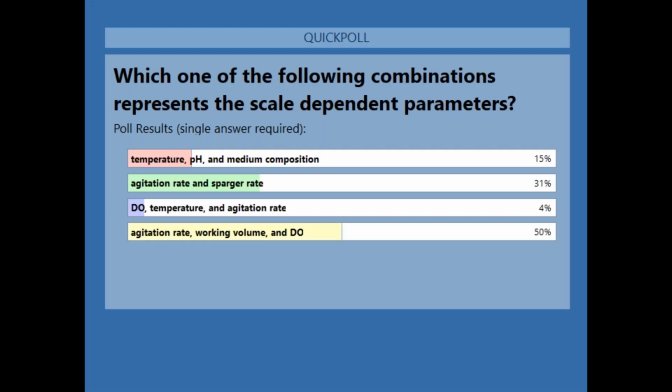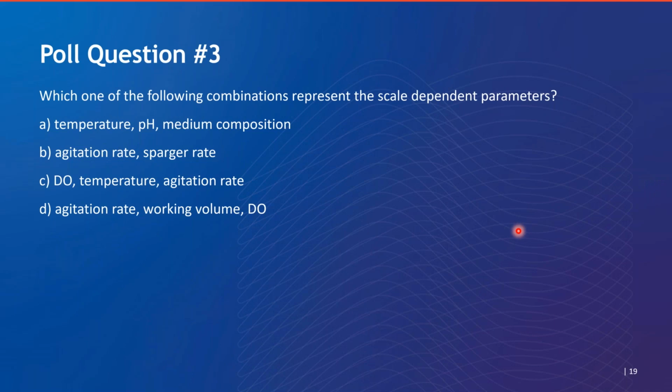Here are the results, Ali. In our audience, 15% said temperature, pH, and medium composition, while 31% said agitation rate and sparger rate. Then 4% said DO, temperature, and agitation rate, and 50% of our audience chose agitation rate, working volume, and DO. So the question is now, Ali, what is the correct answer?